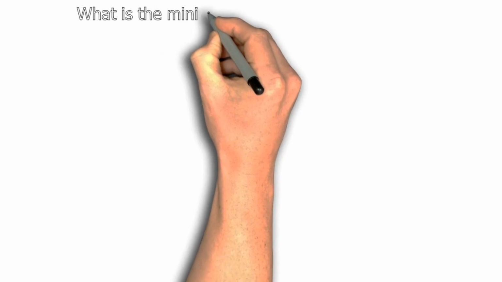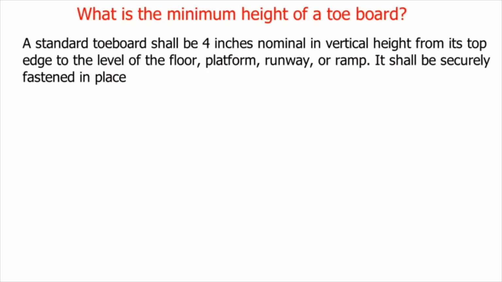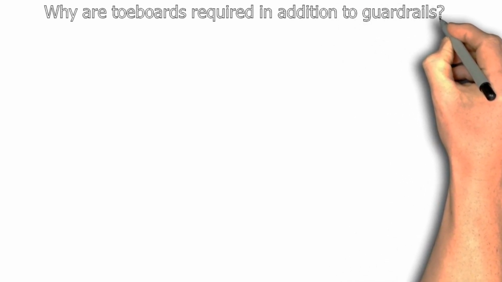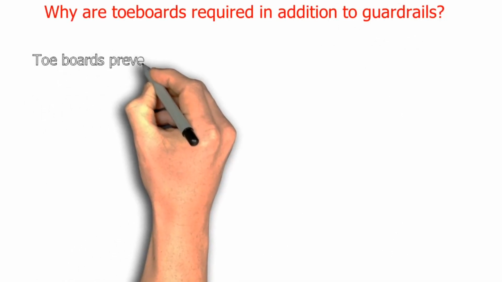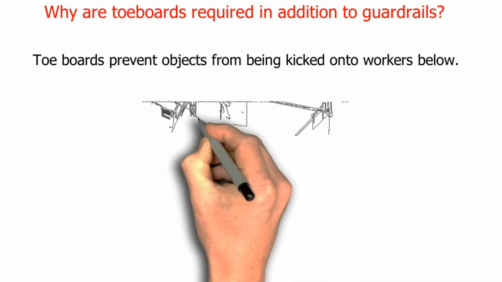What is the minimum height of a toe board? A standard toe board shall be 4 inches nominal in vertical height from its top edge to the level of the floor, platform, runway, or ramp. It shall be securely fastened in place. Why are toe boards required in addition to guardrails? Toe boards prevent objects from being kicked onto workers below.